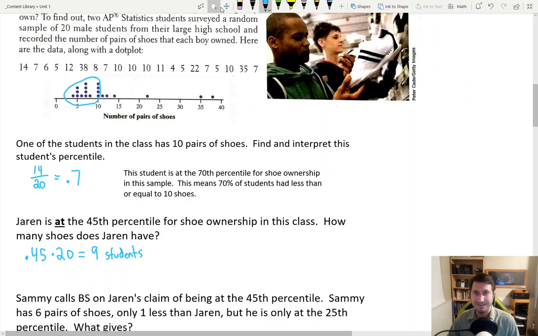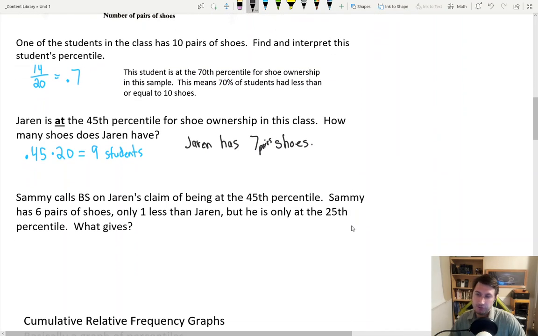So where does that put us? So let's count 9. 1, 2, 3, 4, 5, 6, 7, 8, 9. Right here is Jaren. So how many shoes does that give us? 5, 6, 7. All right, Jaren has 7 shoes. I guess pairs, sorry. 7 shoes would be kind of weird. Mix and match.